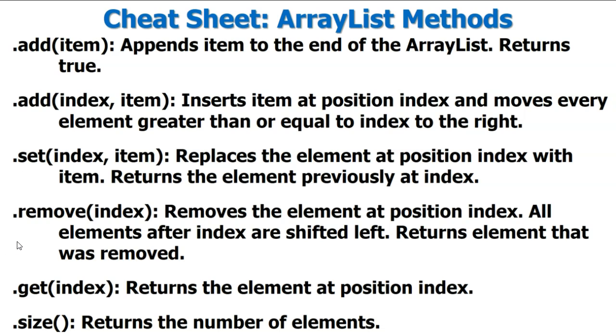Okay, we also have the remove at an index. This removes the element at position index. All elements after index are shifted left. So this just takes it out of the list and shifts everything else down the list. Fun fact for you here, this returns the element that was removed. And that'd be something if you're making two lists, like a final list and a remove list, that'd be easy to do it that way.